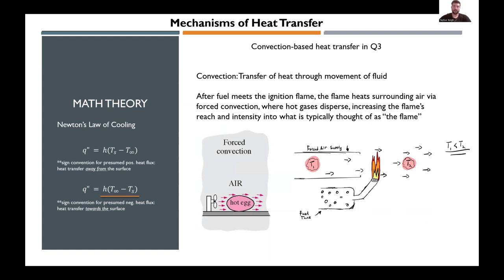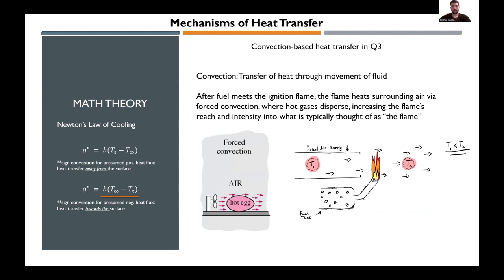So here we can see I have two different diagrams. The first one shows general forced convection, and the second one is of our actual system, where we have the cooler temperature T1 in the forced air supply moving through the flame, coming out, we have T2, and we can see that T1 is cooler than T2.